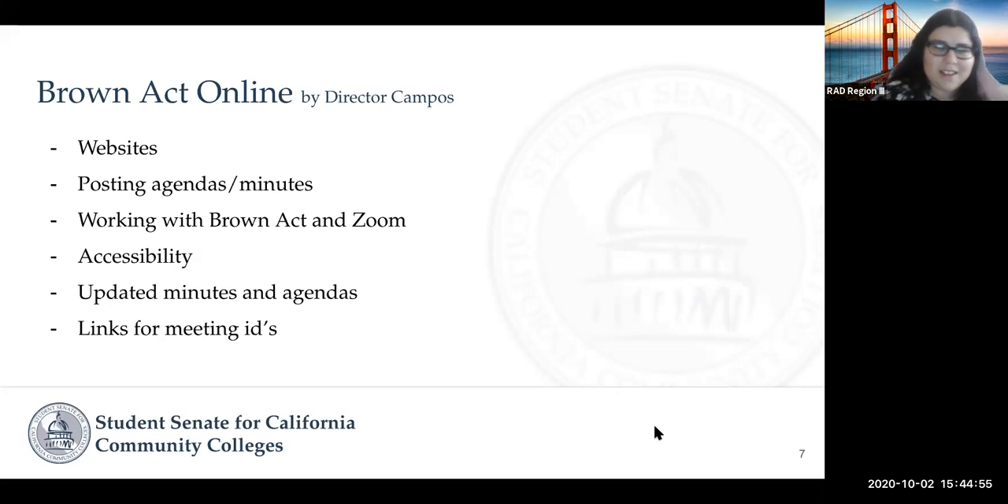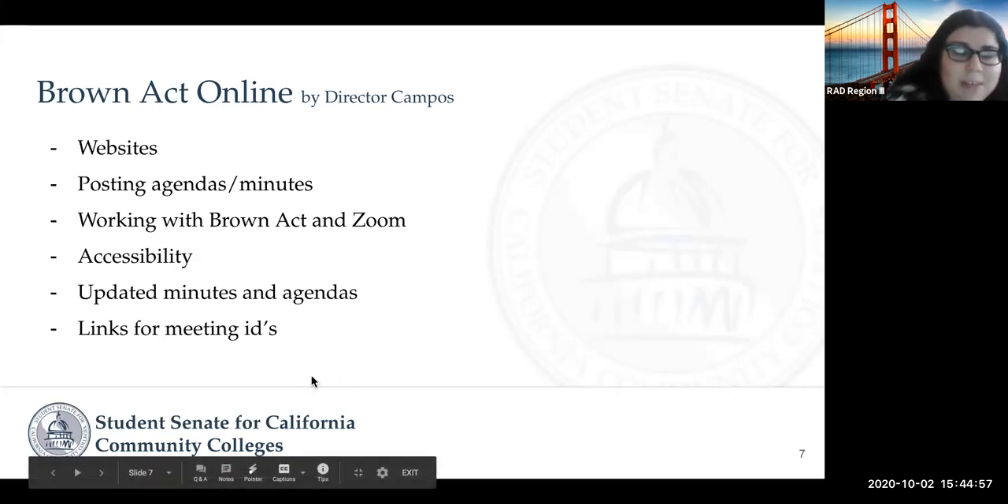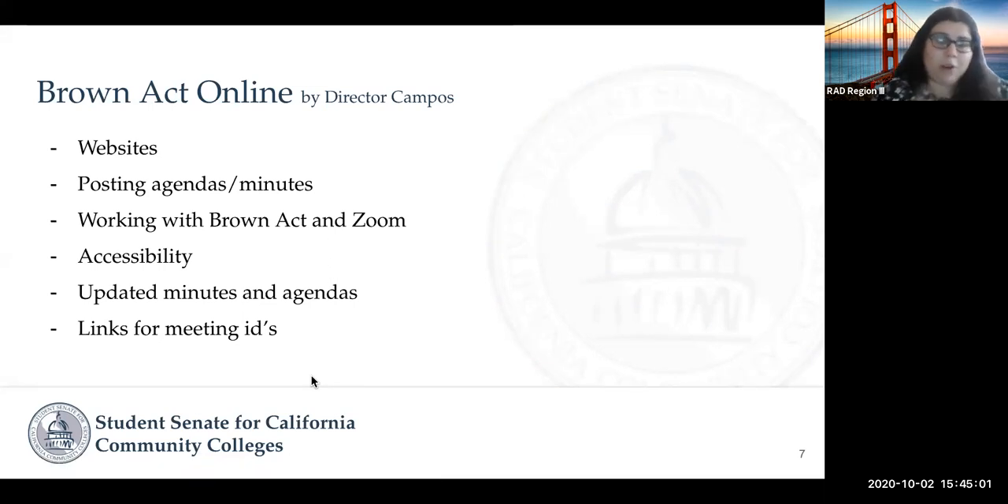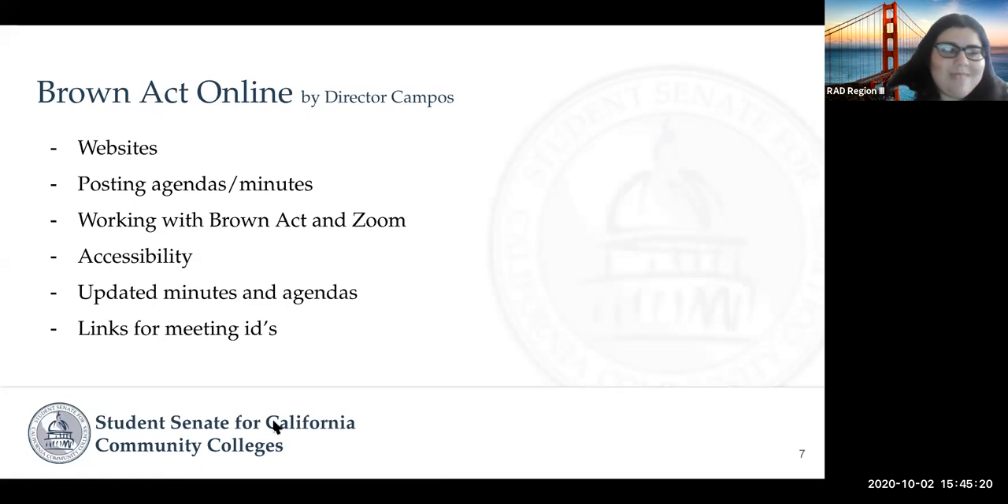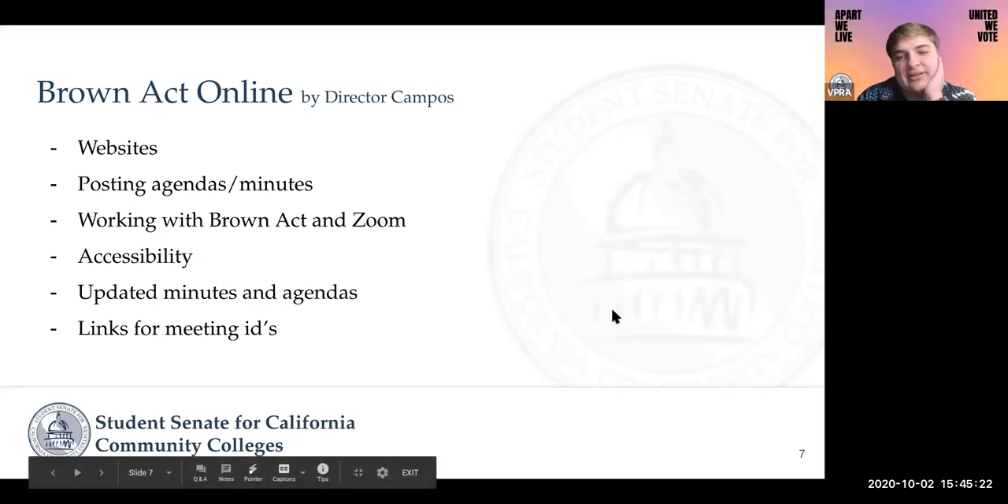Also, another good idea, whenever you set up meeting links or meeting IDs for your meetings, it might be good to set a recurring meeting ID so that you don't end up making new meeting rooms every week. That also takes out the room for error of messing up the agenda with a wrong link.